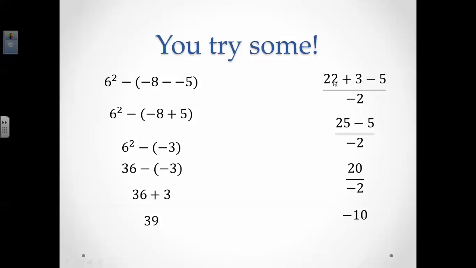Once again, we're dealing with this rational expression, a fraction. So you got to simplify the numerator first, and you just go left to right, equivalent operations. 22 plus 3 is 25. 25 minus 5 is 20, and then you can get to your division problem here, and that is negative 10.